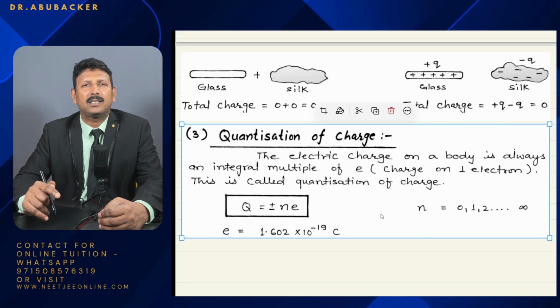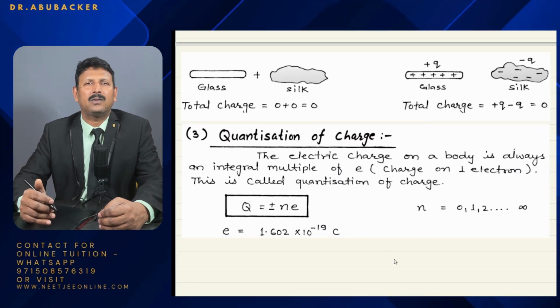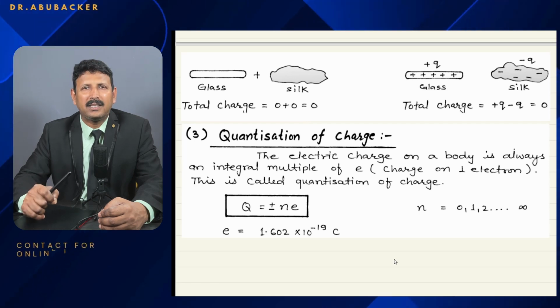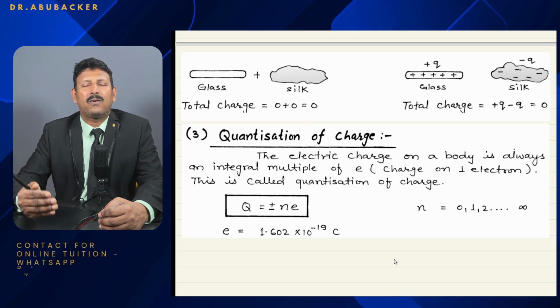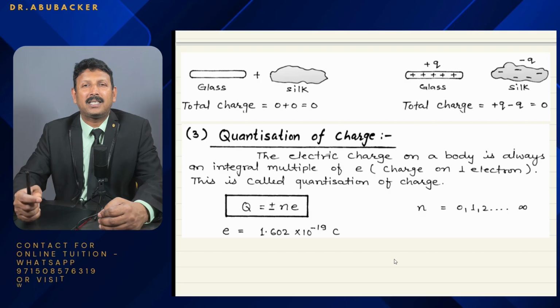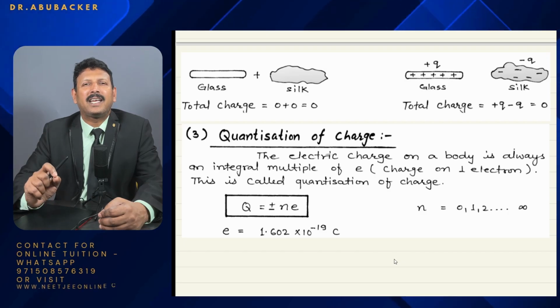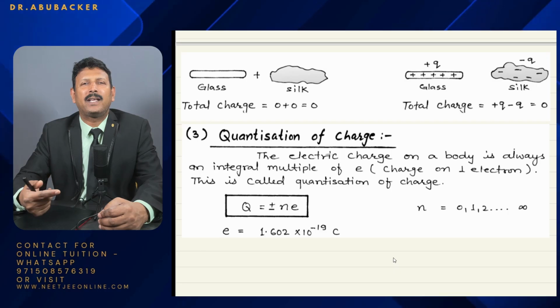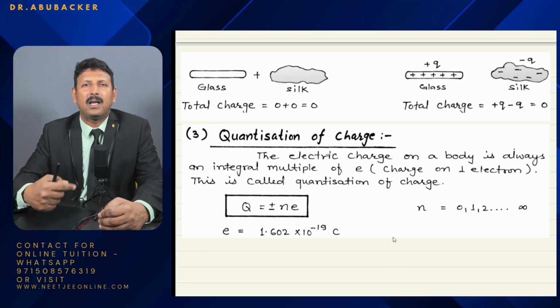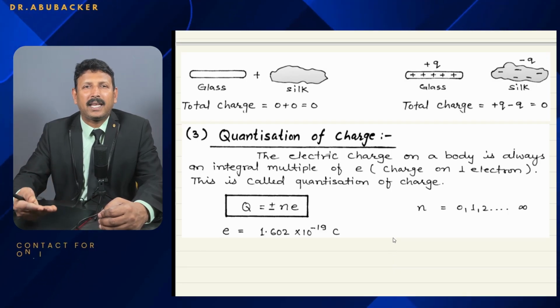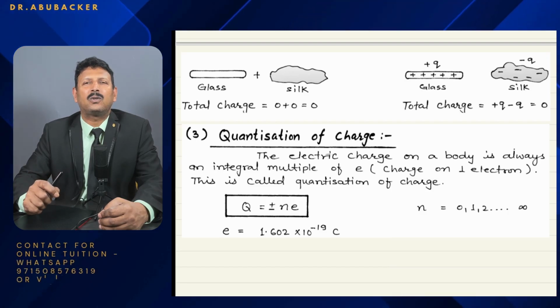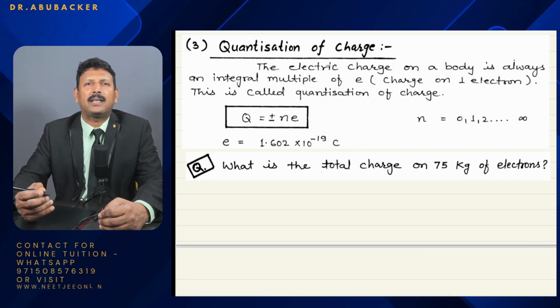Quantization of charge, useful for other derivations. What quantization is saying is, total charge will always be an integral multiple. That means charge does not exist in half, quarter, decimals, etc. Charge will always be a multiple of the charge of an electron, 1e, 2e, 3e, 5e, like that, where e is equal to the charge of an electron, with value 1.6 into 10 raised to minus 19 Coulomb.